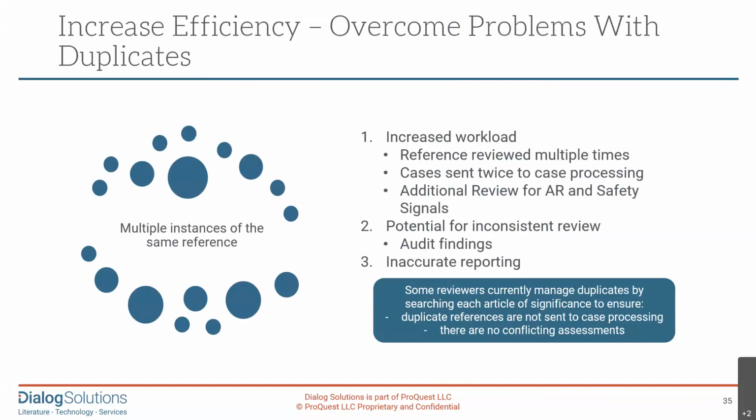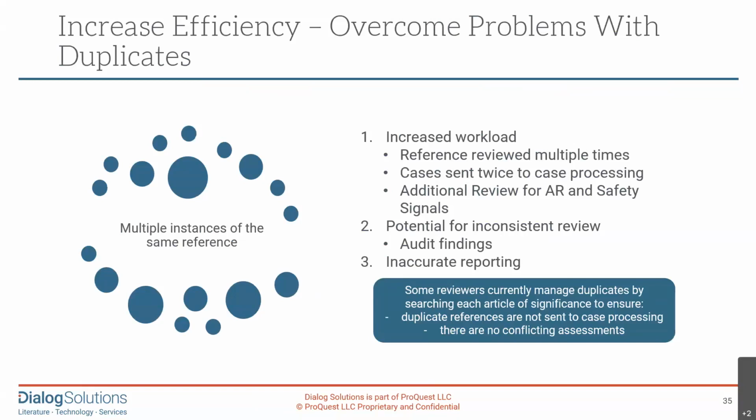And then the reference may be sent to be reviewed. If it's being pre-screened in a triage situation, then the product safety specialists or medical safety specialists also get duplicates to review. And anything inconsistent like this can bring audit findings, and also it can skew your reports. So your reports aren't truly reflecting the number of unique references being dealt with.